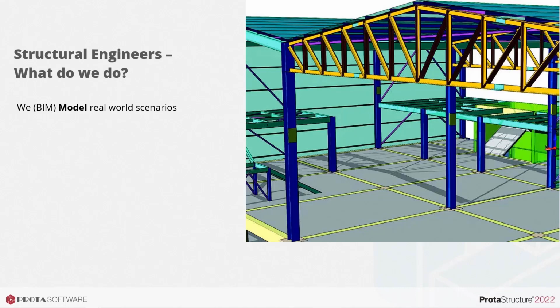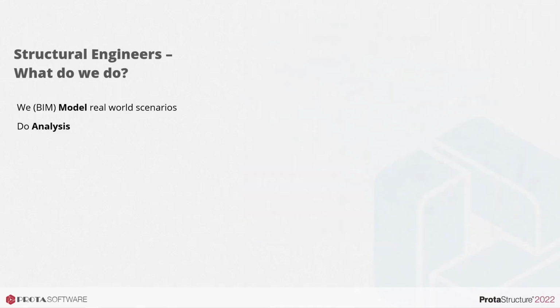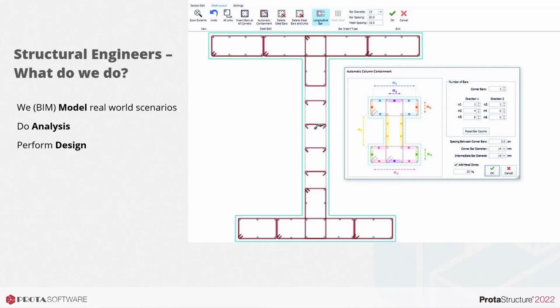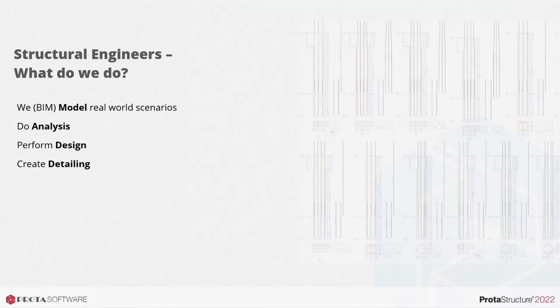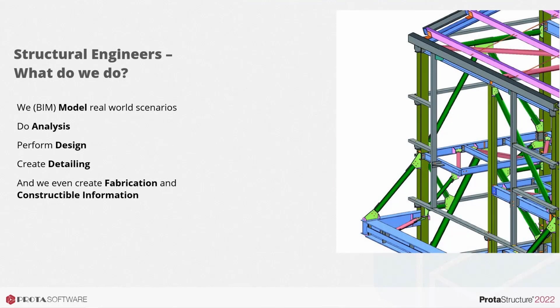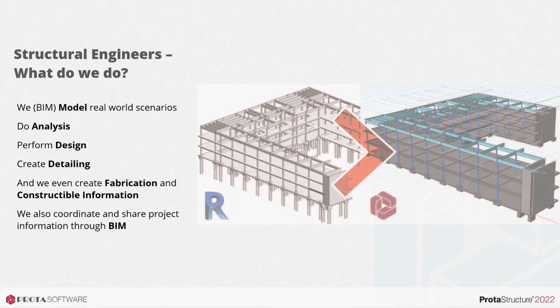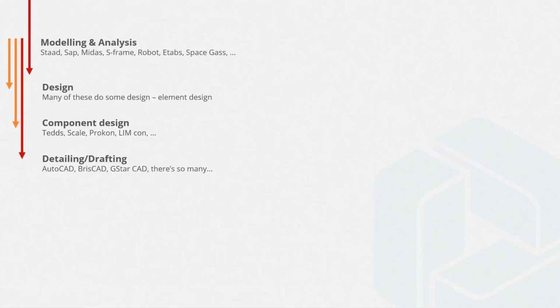As structural engineers, we wear multiple hats. We need to do building information modeling, and then we need to do analysis and perform design of our steel structures, create detailed drawings, and we even create fabrication and constructible information. We also coordinate and share project information with other stakeholders and software through building information modeling. Our core advantage is that the ProtaStructure suite offers these necessary features in a single suite.